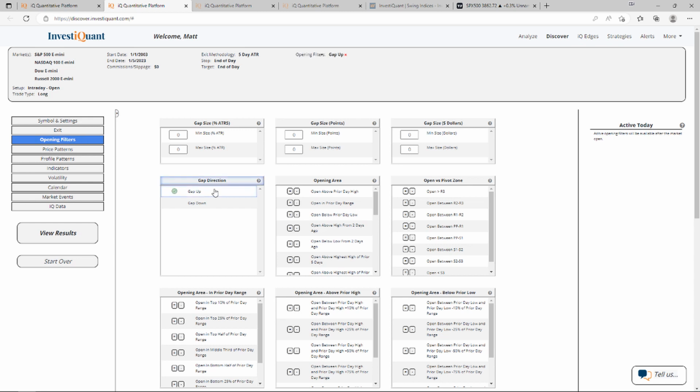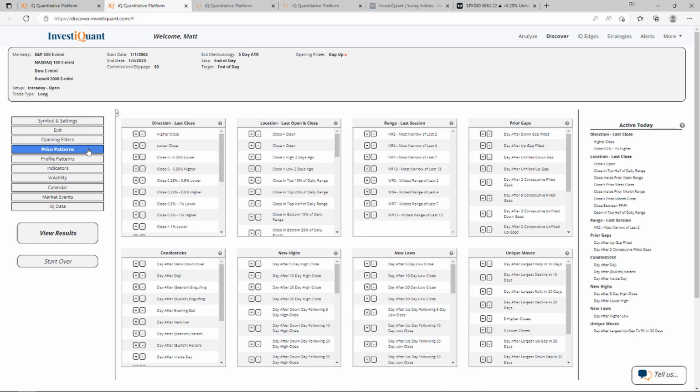We're trading above the prior day close, so that's what would define a gap up as long as we're opening above the prior day close. So if we were to open where we are at the current moment, then that would be considered a gap up. All right, now next I'm going to go to the price patterns library.